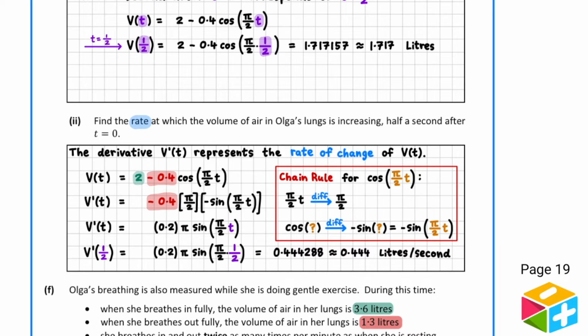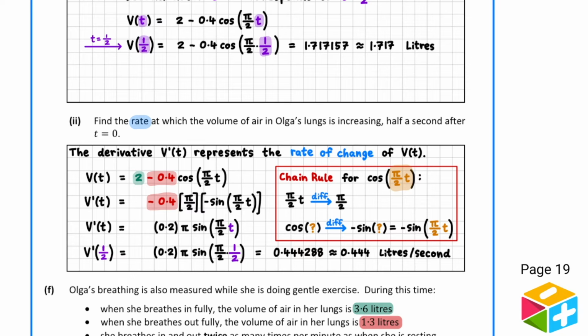Since this is a layered expression, we'll need to use our chain rule when we differentiate. In the chain rule, we need to perform two differentiations, an inner differentiation and an outer differentiation. In this expression, the inner layer is pi over 2 times t. A constant times t just differentiates to the constant. So pi over 2t will differentiate to pi over 2.